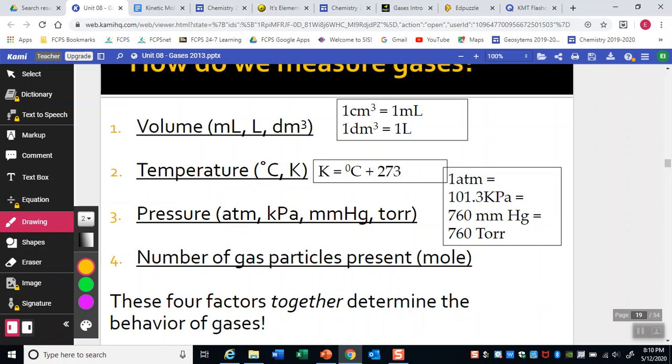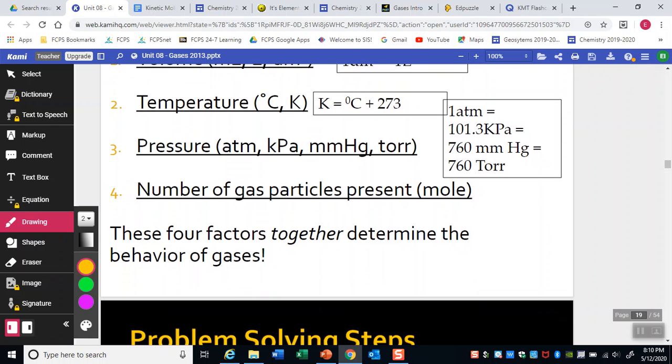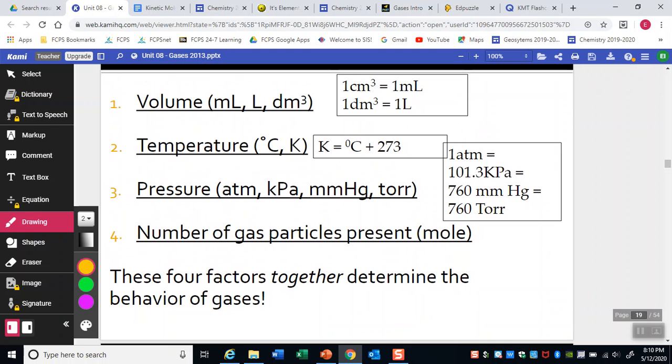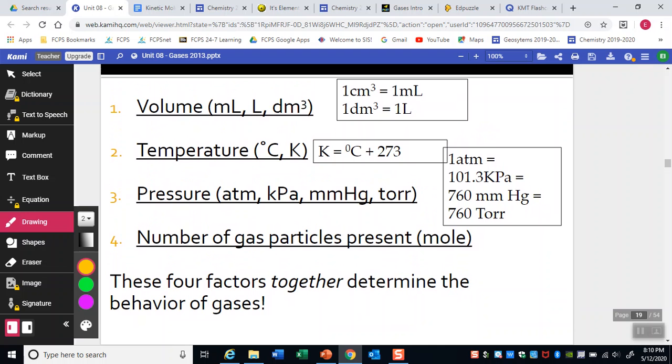So that is something you need to remember. And how do you remember that? By doing a bunch of problems. And then the number of gas particles that you have, in moles, would be that little n. All right, so the unit there is moles. So you have these 4 factors that determine how your gas is going to behave.